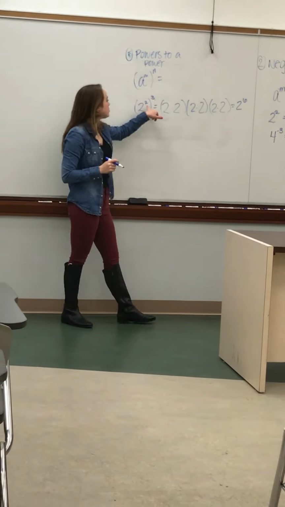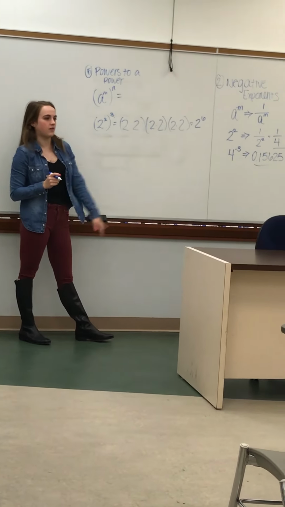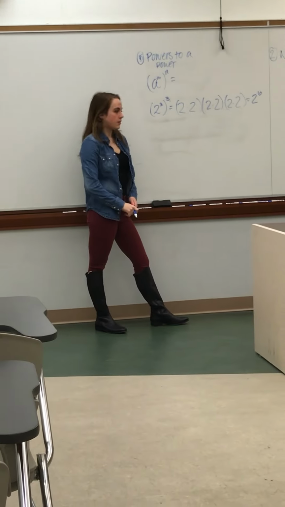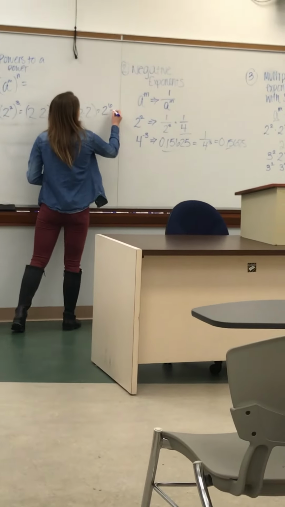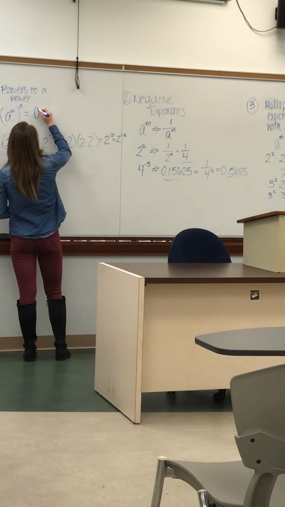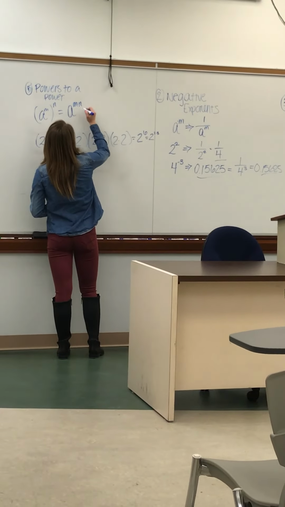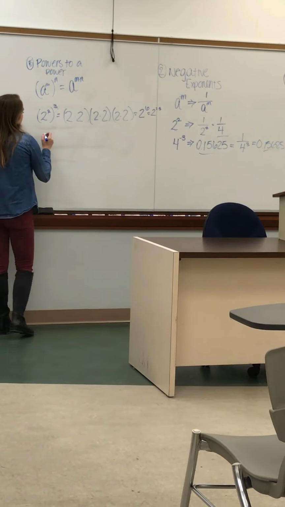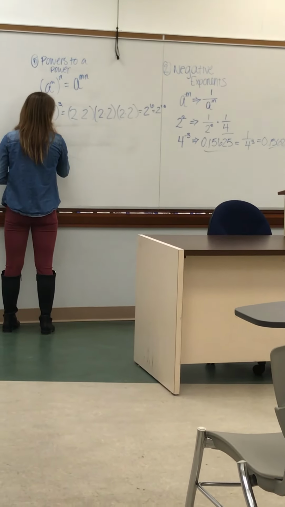What is the relationship between the 2 and the 3 and the 6? Bella: With the power to a power, you multiply the exponents. Perfect. So 6 is 2 times 3. So it would be a to the m times n. Simple. Okay, perfect. So would somebody like to try this one on the board?